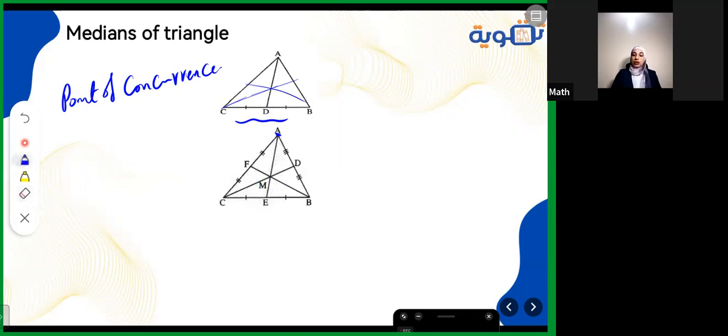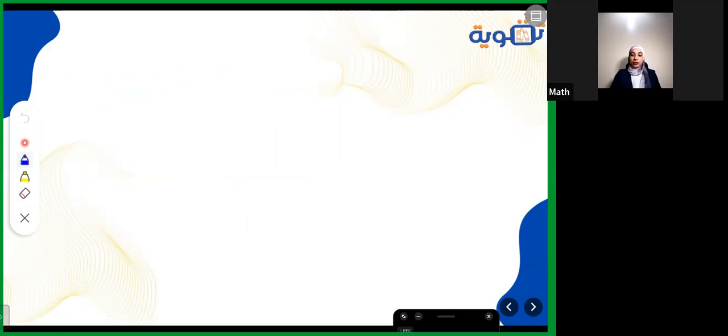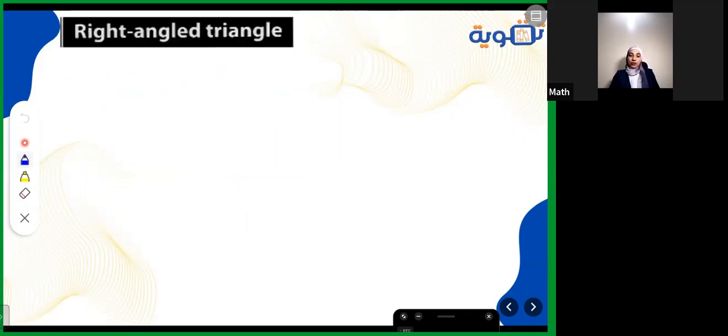That's the part of the ratios between the parts of the median. This is what we already talked about here, 1 to 2 from the median, from the base like this, and 2 to 1 from the median, from the vertex.